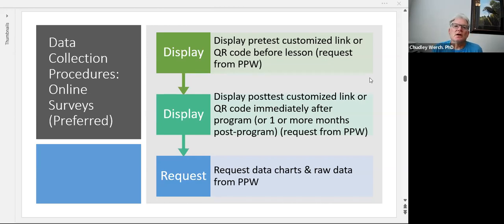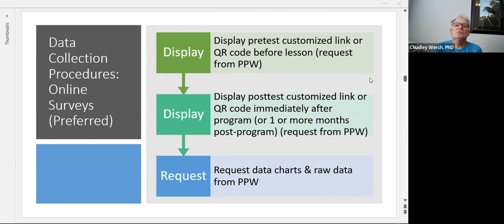But we'll send you a customized one just for your organization, so your data is separate from everybody else's. You just request it from us at Prevention Plus Wellness. It's a free service, and so you display the pre-test link or QR code. That's displayed, and then you do the same with the post-test.